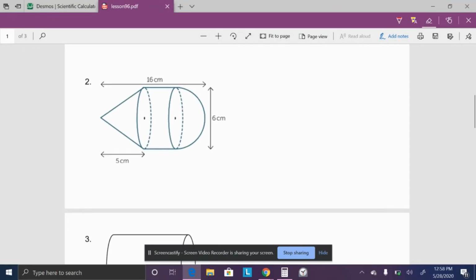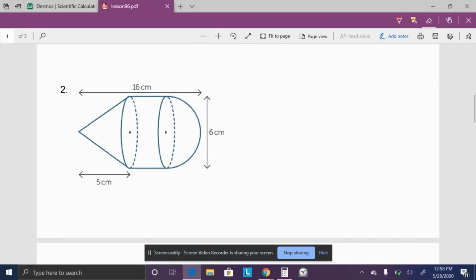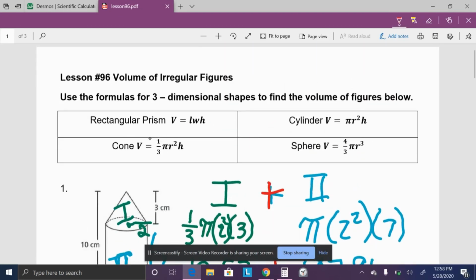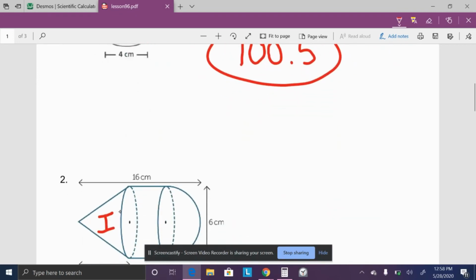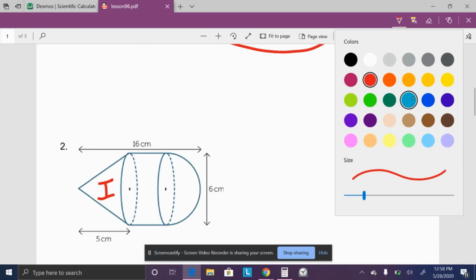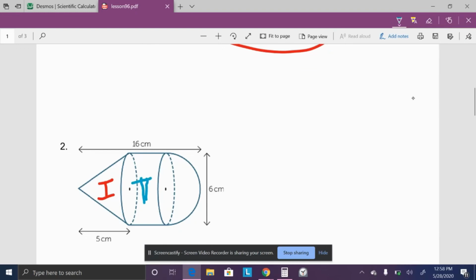In this diagram, we notice we have three parts. The first part, we have a cone. The left part of it, we have the cone. This part of it, that's ugly too.